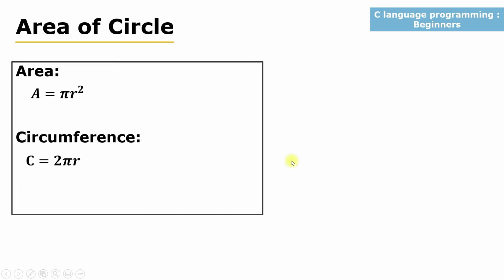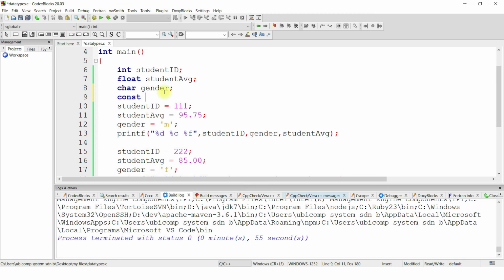Let's declare the data item which takes pi value: const, float data type, and data item name PI equal to 3.14. And one more thing to note here, when we are declaring a data item which is constant, it's better to give the name in capital letters.